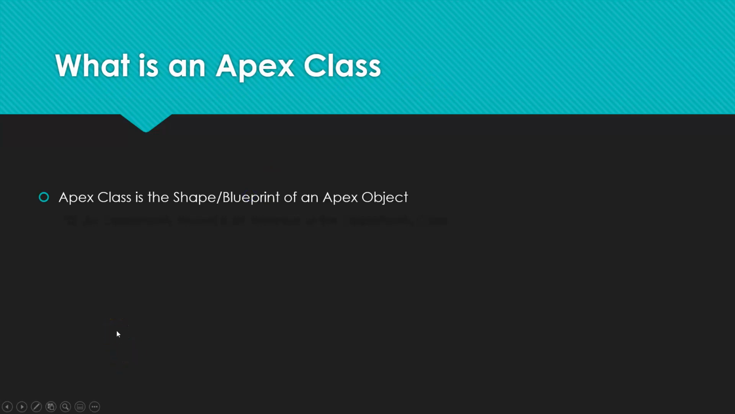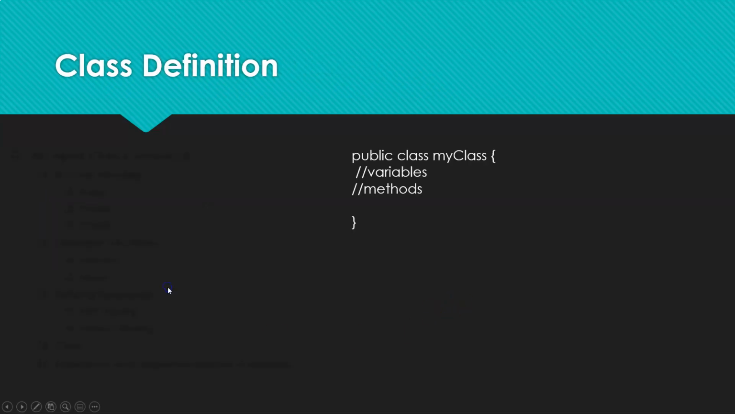An Apex class is the shape or blueprint of an Apex object. Just like any object-oriented program language, Java, C#, C++ has classes, Apex has classes too. So when you create an opportunity record, you are actually creating an instance of the opportunity class. The opportunity already has built into it the fields, the standard attributes, the standard actions. Those are all defined in the class so that when you create an opportunity, you're just creating an instance of the opportunity class. So a class looks something like this.